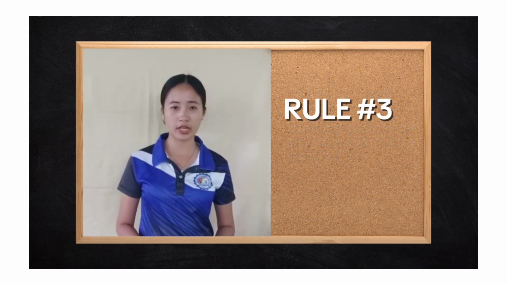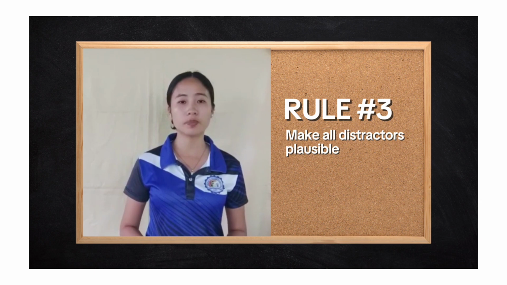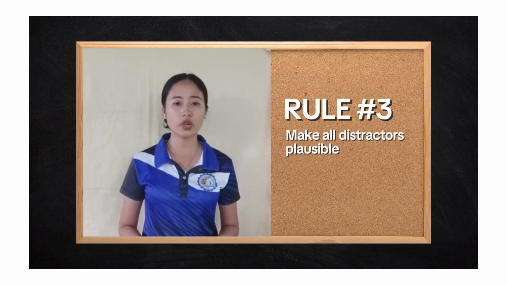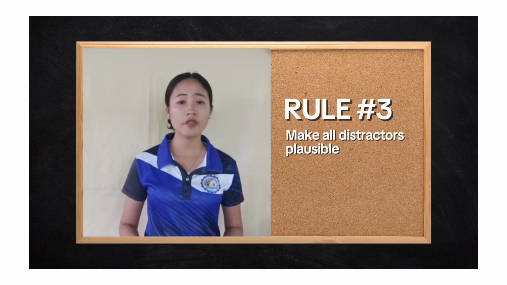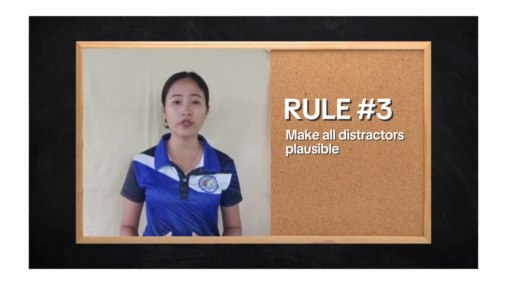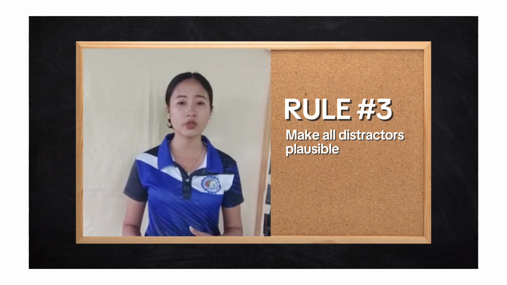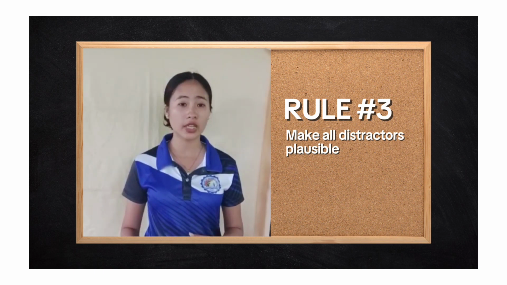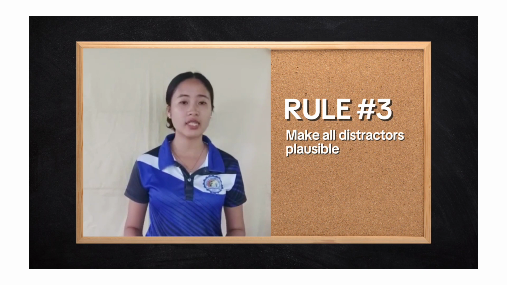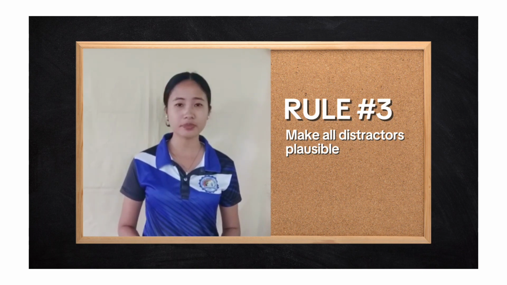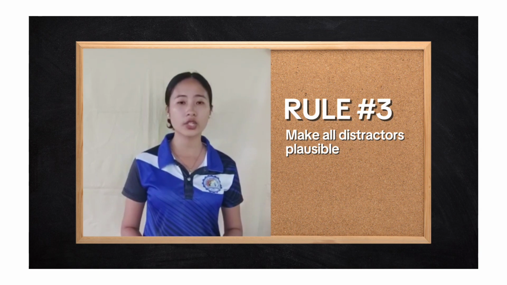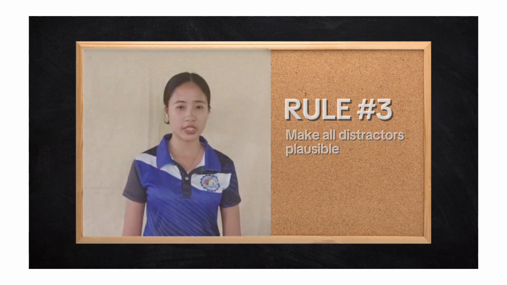Rule number 3. Make all the distractors plausible. Let's focus on answer choices. Have you ever taken a test where one of the options was so obviously wrong that you could eliminate it right away? That weakens the validity of the question. To create a strong multiple choice question, all the distractors, or incorrect answer choices, should seem reasonable.